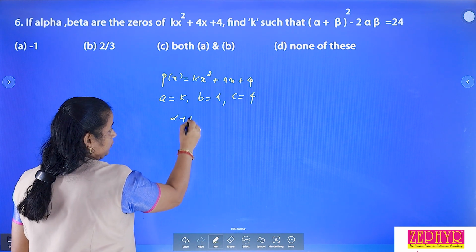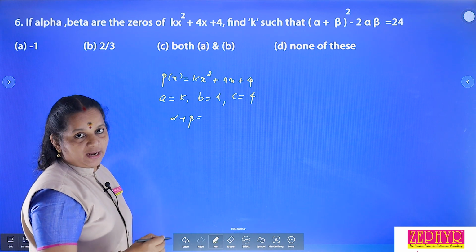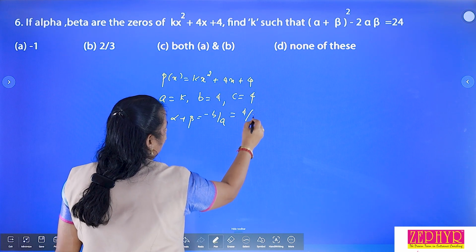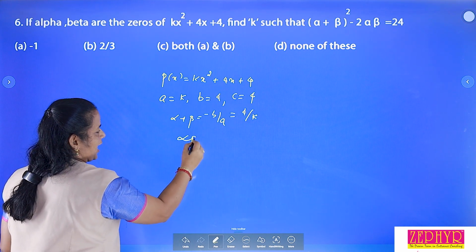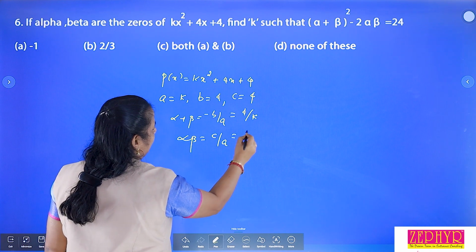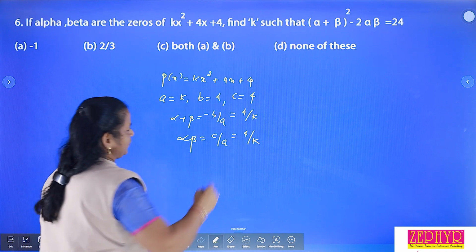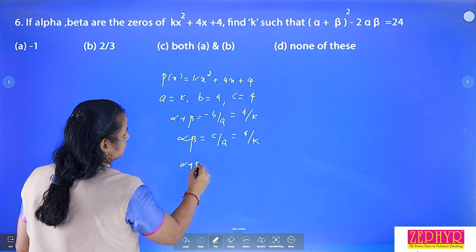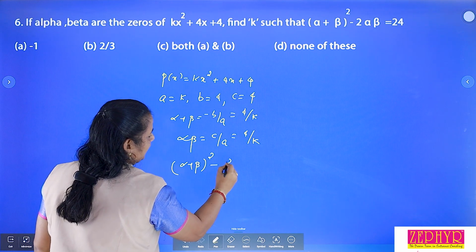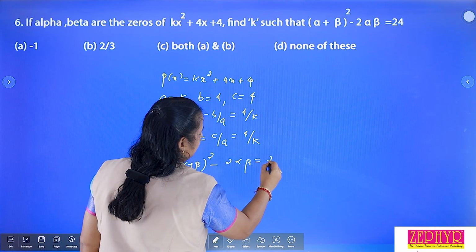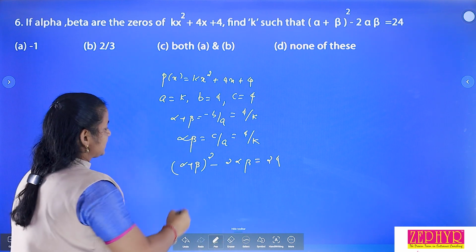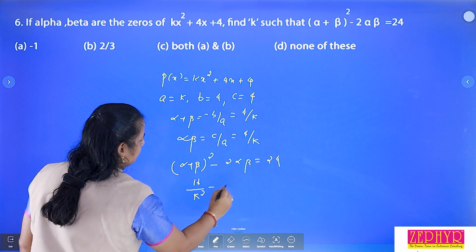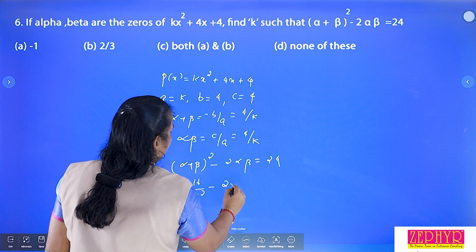Okay, what's the equation for sum of the root? Alpha plus beta is equal to minus b by a. So it is 4 by k. And the product of the root alpha beta is equal to c by a, that's also 4 by k. Sum of the root and product of the root. Then what's the given equation? Alpha plus beta the whole square minus 2 alpha beta is equal to 24. What is alpha plus beta? 4 by k. So it is 16 by k square minus 2 into alpha beta.